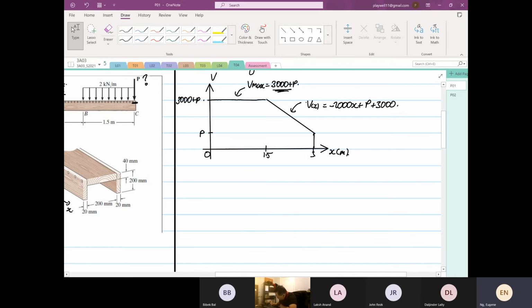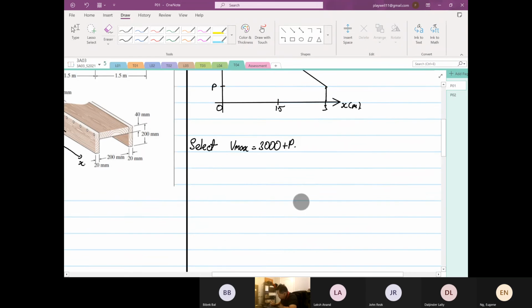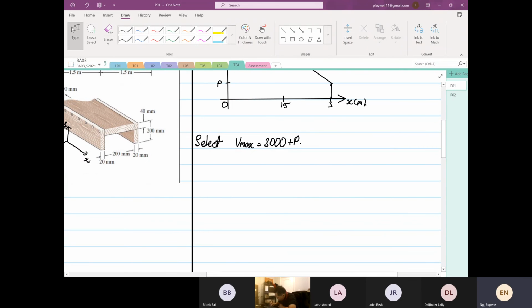So we are going to select V max is equal to 3000 plus P, because this will dictate your value of P from two modes of failure. So let's go into mode 1, due to the fastener.